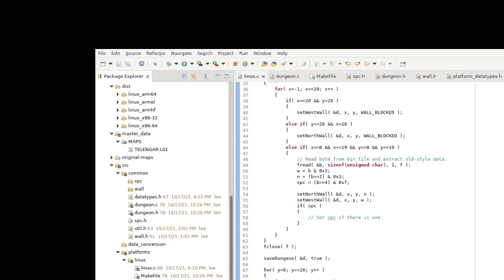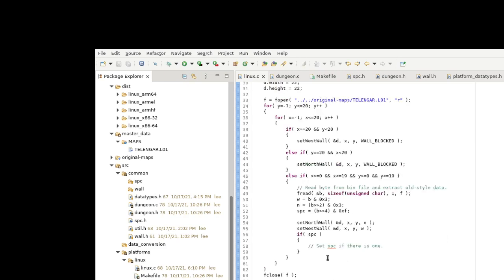So that's good, and I don't have it putting the special features into the dungeon structure yet, because that's slightly more complicated, and it is almost my bedtime because I have to get up at 5:30 in the morning. So I'll finish this tomorrow, I think.